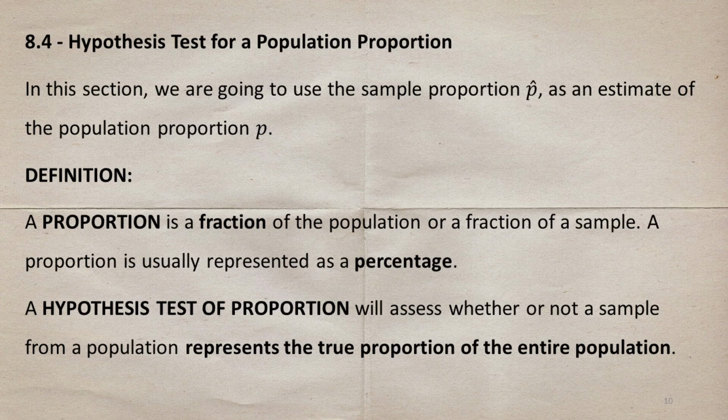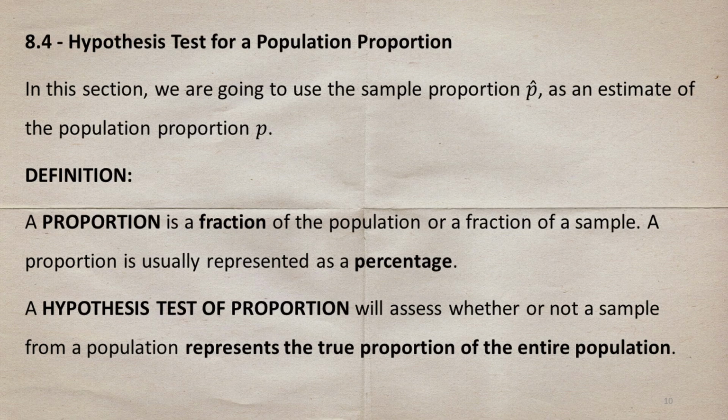Section 8.4, Hypothesis Test for a Population Proportion. In this section, we are going to use the sample proportion p hat as an estimate of the population proportion p. By definition, a proportion is a fraction of the population or a fraction of a sample. A proportion is usually represented as a percentage.